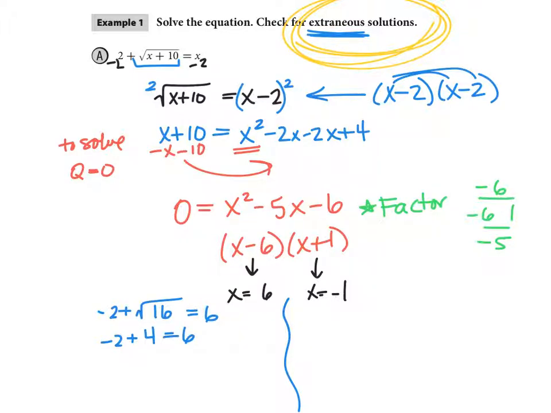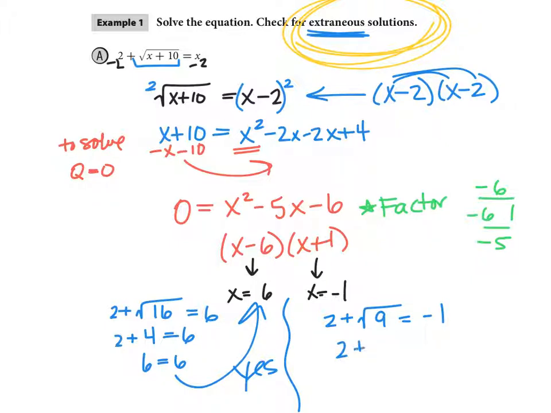And I copied that wrong, sorry, that's a positive 2. All right, so that's going to give me 6 equals 6, which means this is a solution. Now, if I check this other side, negative 1, I have 2 plus the square root of negative 1 plus 10, which is 9, equals negative 1. That's 2 plus the square root of 9, which we know is 3.